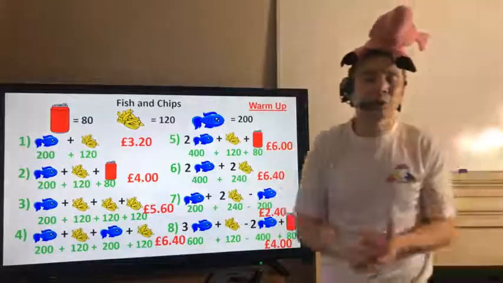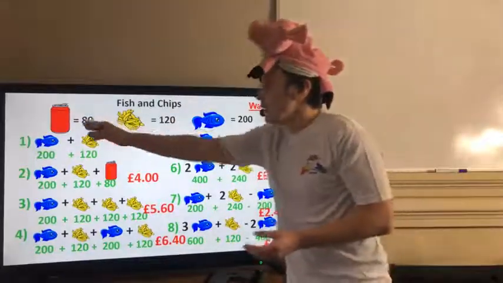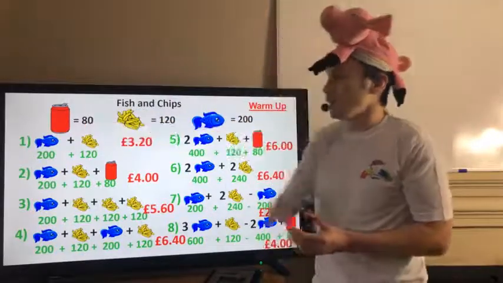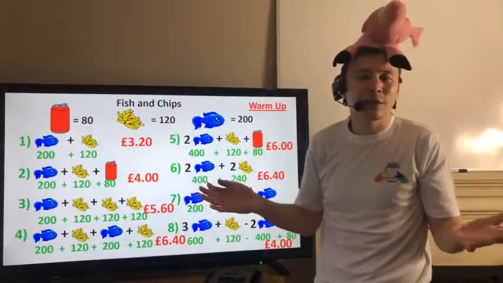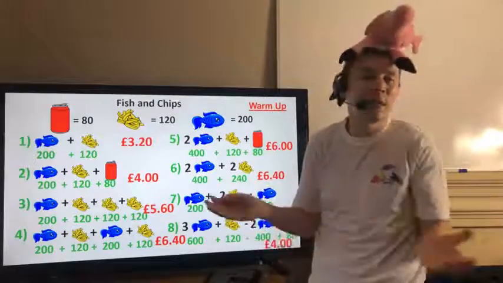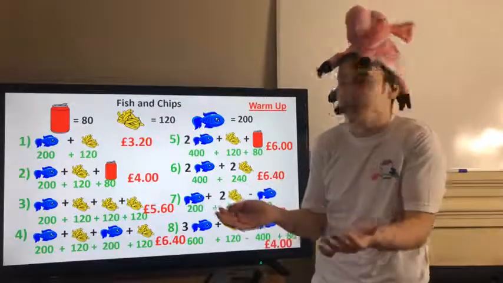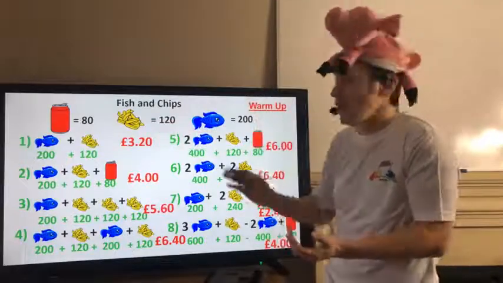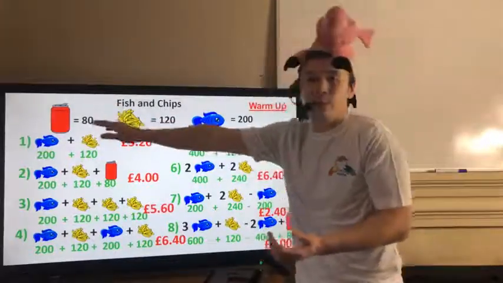Now, this is basically algebra. Algebra is giving a value to something that can change. Like you might change the price of your cans of drink. You might say, you know what, we're going to start charging 70p, because we can afford to give people a better price. We might charge more for chips. We might charge less for fish. So these change. They're variables.